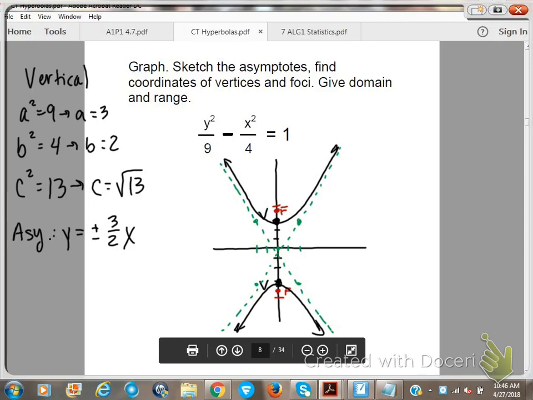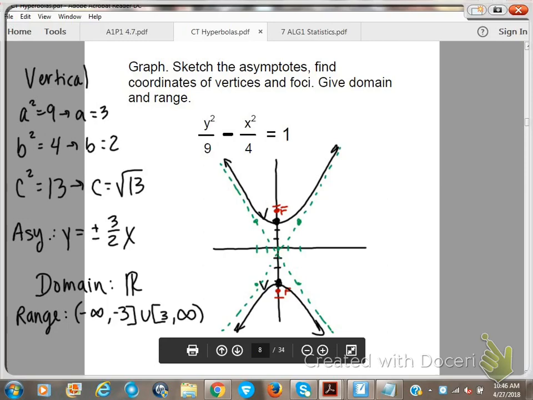It would be. This one goes to the left and right forever. So on the vertical, our domain is all the numbers. Ethan, what about our range? Negative infinity, comma, negative 3, bracket, union, and bracket, 3, comma, infinity, parentheses. Very good. Everybody okay with those?